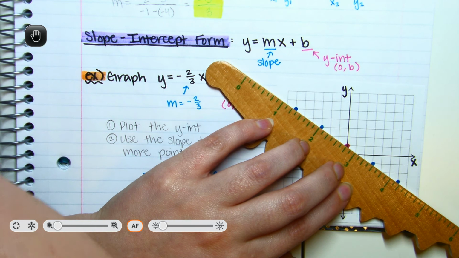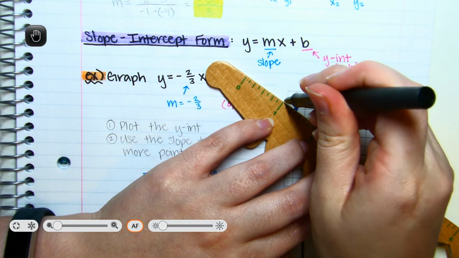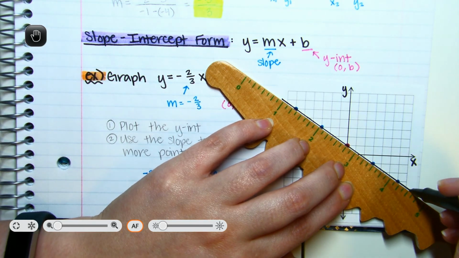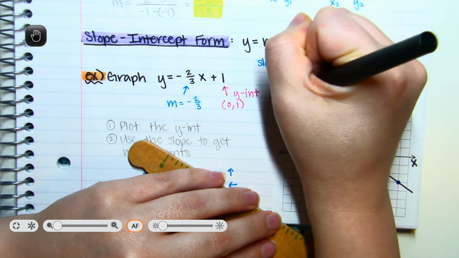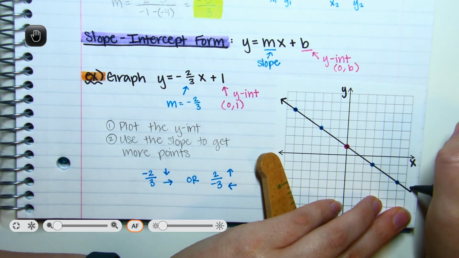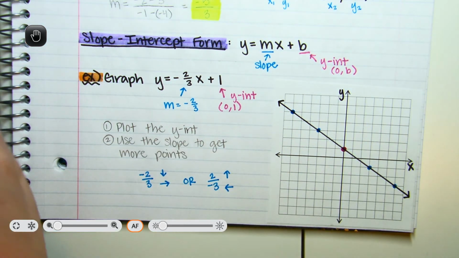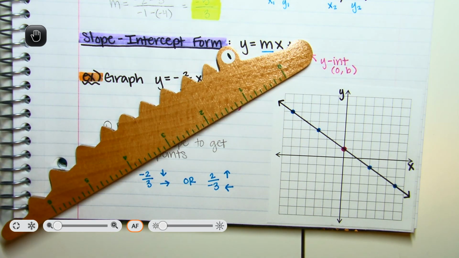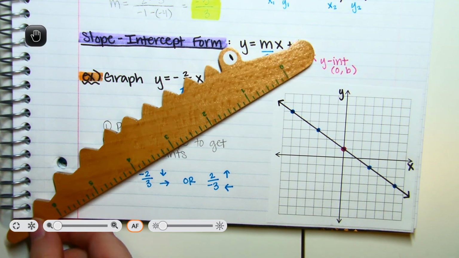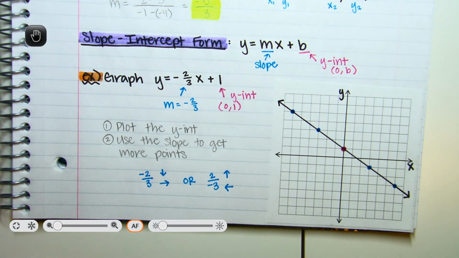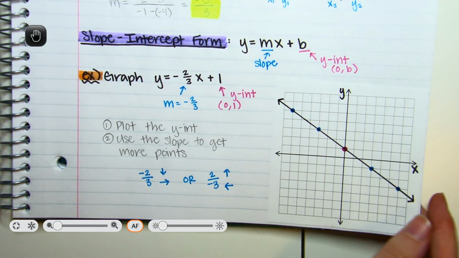I'll do this in black. Connect my points. Draw the little arrows on the end because this line goes on forever. And there we go. My awesome alligator ruler. Let's move on to another example.